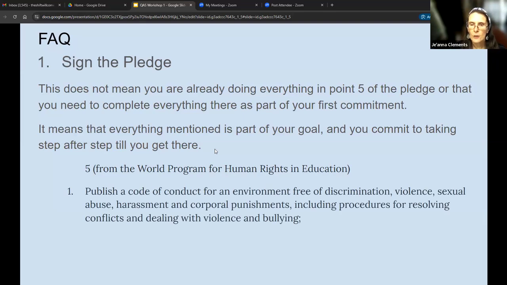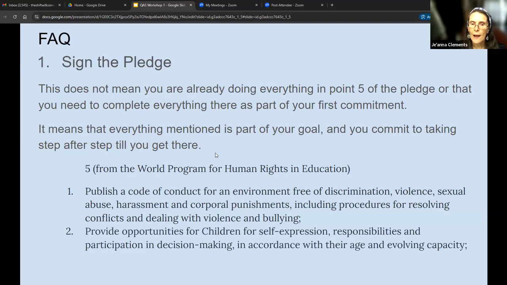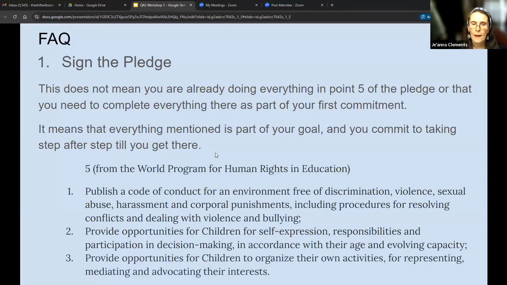Now, this point 5 is drawn from the World Programme for Human Rights in Education, and it's basically got 3 sections that are included in our pledge. The first is to publish a code of conduct for an environment free of discrimination, violence, sexual abuse, harassment, and corporal punishments, including procedures for resolving conflicts and dealing with violence and bullying. The second is to provide opportunities for children for self-expression, responsibilities, and participation in decision-making in accordance with their age and evolving capacity. And the third is to provide opportunities for children to organize their own activities for representing, mediating, and advocating their interests.